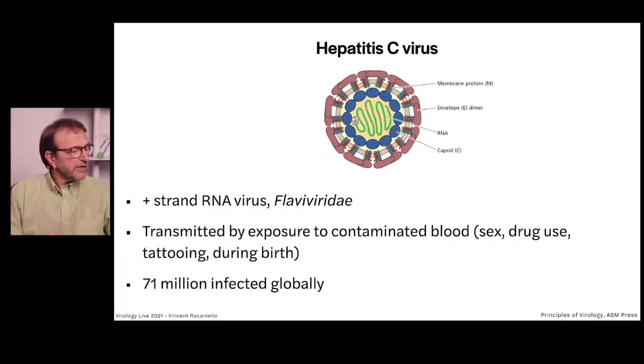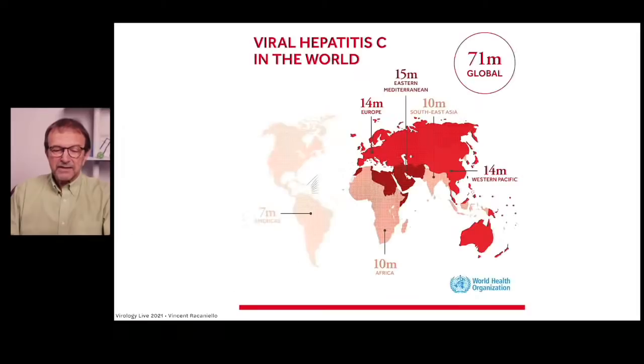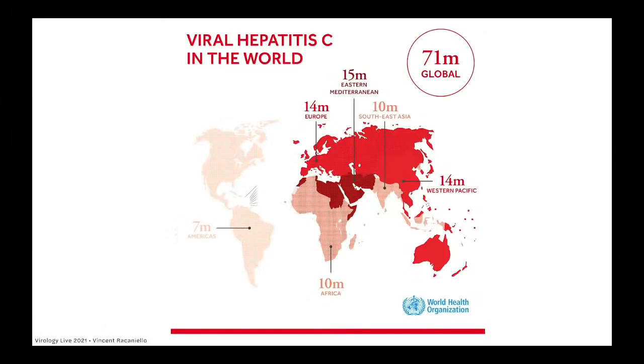We currently have 71 million people infected globally. And here's the map of that, which shows you the WHO regions, with most of the infected in Europe, Eastern Mediterranean. It's kind of evenly distributed there. Western Pacific, Africa as well. Now you notice there's a lot of infection in Egypt, and there's a reason for that. I'm going to tell you what the reason is for that. So Egypt is the country with the highest prevalence of Hep C in the world.